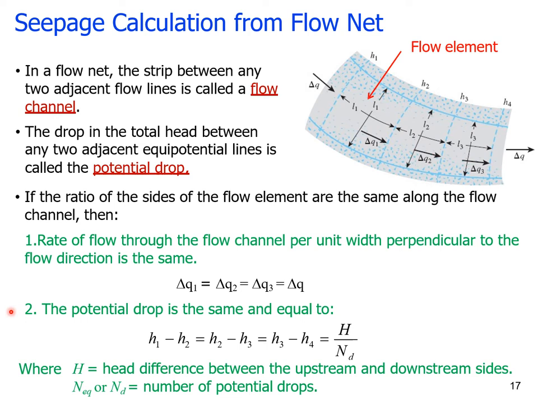Second condition, the potential drop is the same and equal to H1 minus H2, that is equal to H2 minus H3, that is equal to H3 minus H4. Or you can write it like that, this is capital H over N sub D, where H is the head difference between the upstream and downstream sides, and N sub D is the number of potential drops. This can also be denoted by N sub EQ. So N sub EQ or N sub D, that's the same thing, that is the number of potential drops.